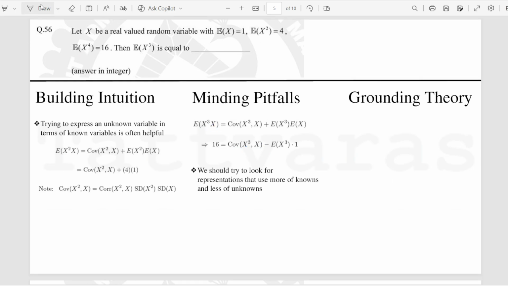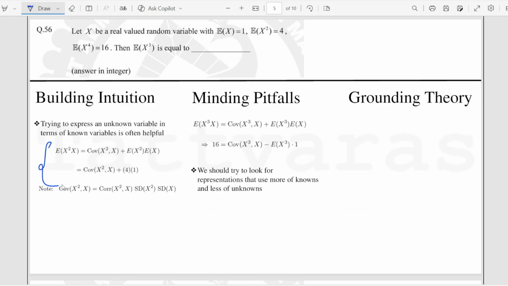But intuitively, another representation that can happen is this. Now, over here, you can ask me that in the earlier one the covariance of X cube comma X was unknown, but with this representation we are ending up with the covariance of X square comma X. How does that help us? We don't exactly know this as well, right? But here is where the intuition should click in.